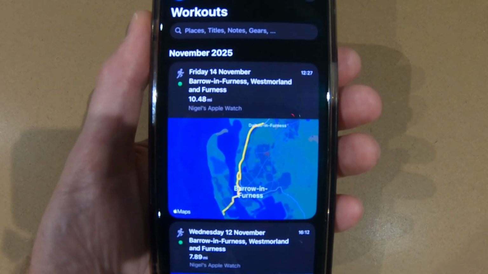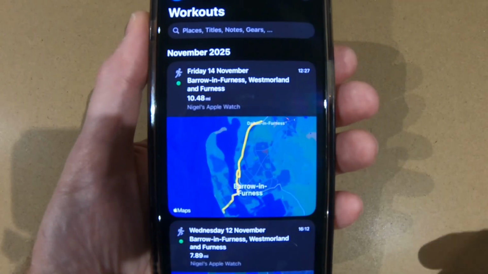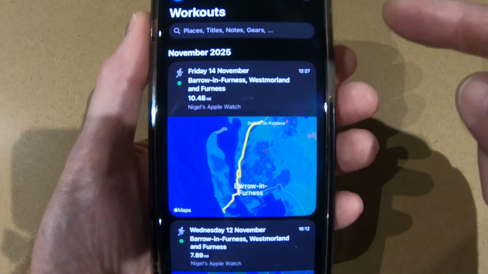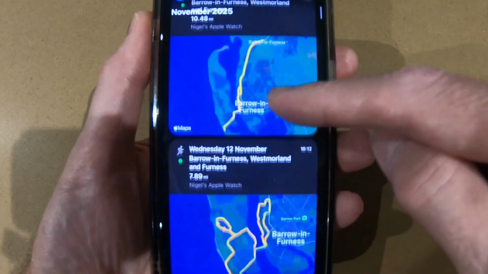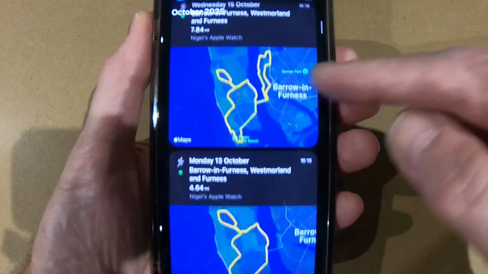The opening screen shows all your workouts, chronologically ordered. So you can see my last run was on Friday the 14th of November. And if you scroll down, all my activities are laid out there.